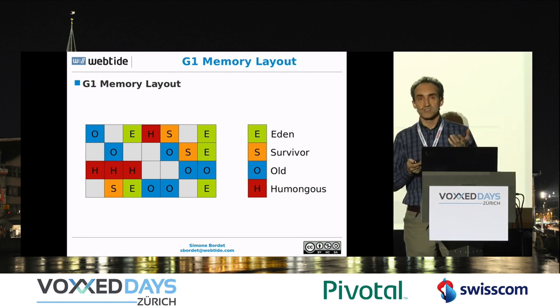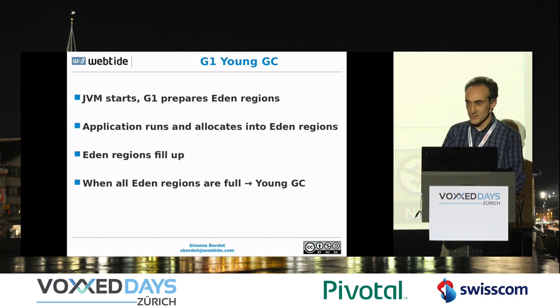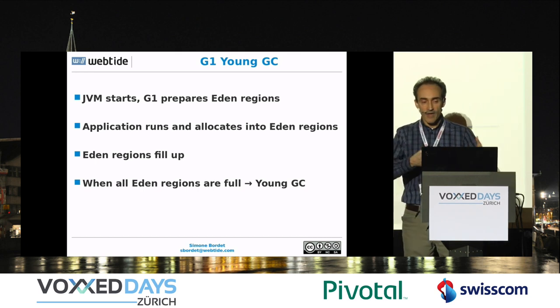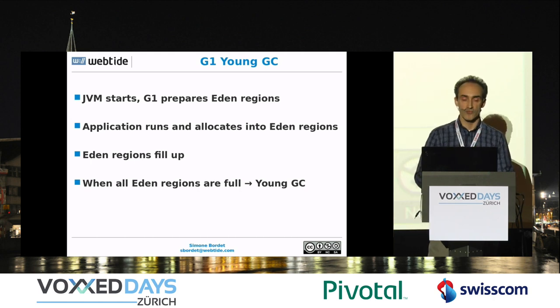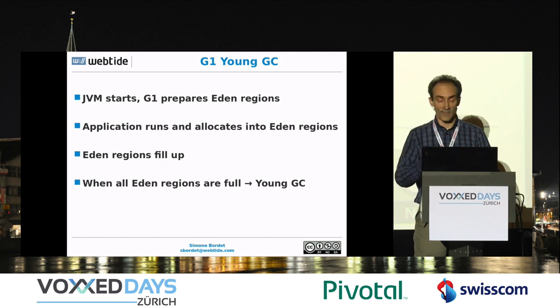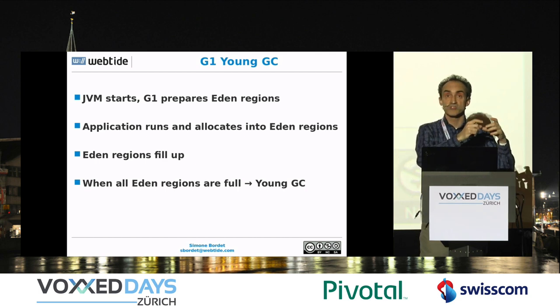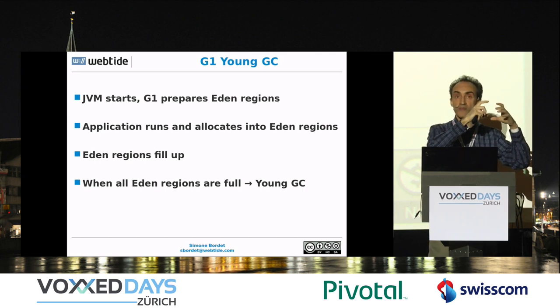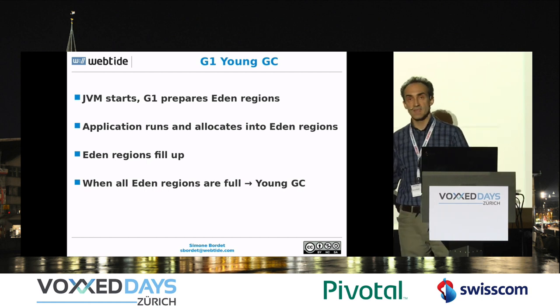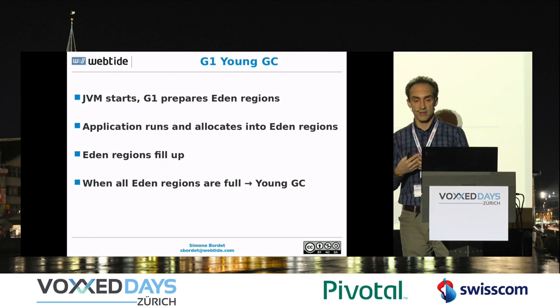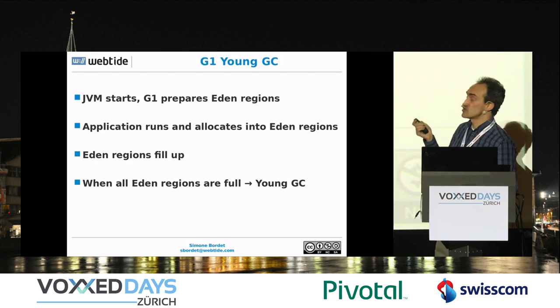So how does G1 work? Well, let's dive into details. The JVM starts. It allocates the heap, allocates the regions, tags them all, and says, okay, this bunch of regions here, they're empty for now, but they're my Eden regions. Then the application starts allocating, and G1 starts filling one region. Say, okay, you are the first region, fill it up. When it's full, it goes to the second Eden region and fills that up. And then it goes to the third and fills that up, and the fourth, and so forth. When all the Eden regions that G1 has reserved are full, then G1 starts a young generation collection.